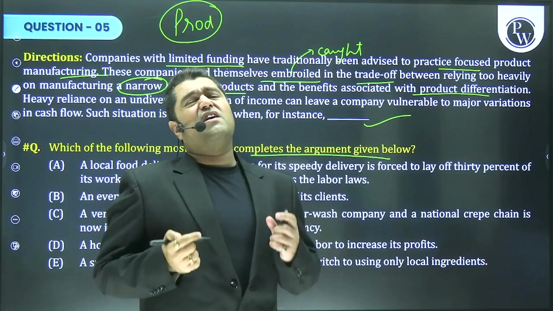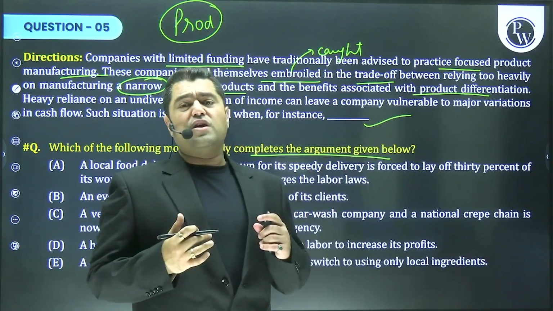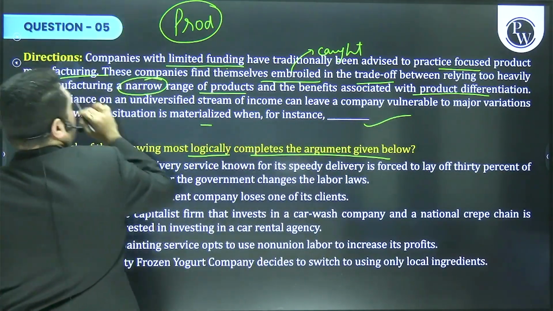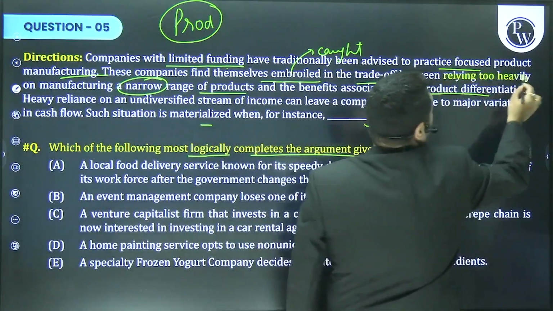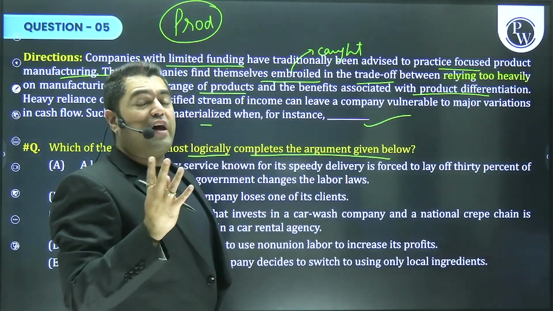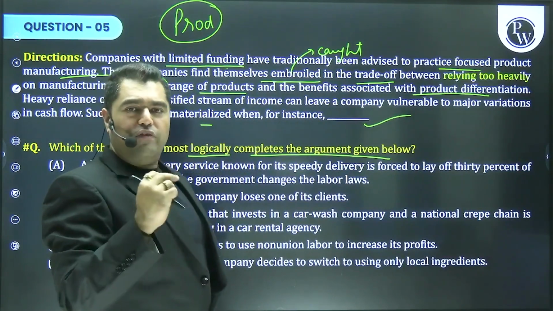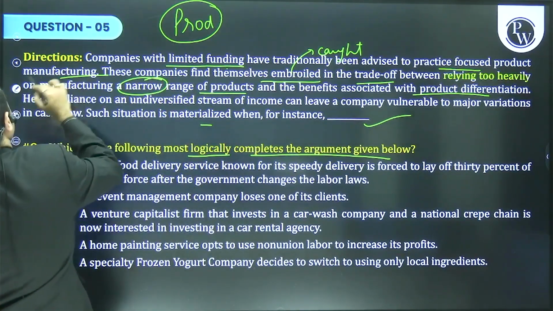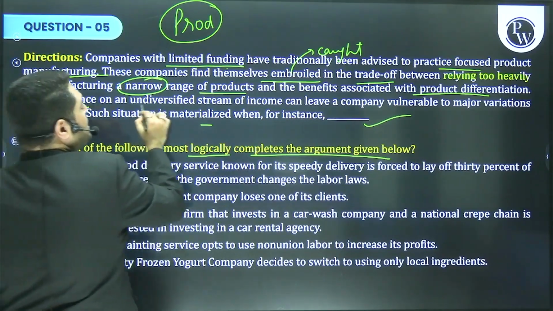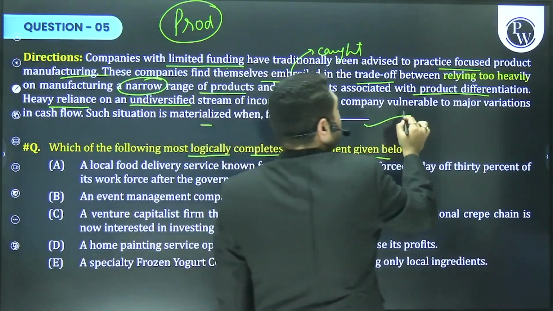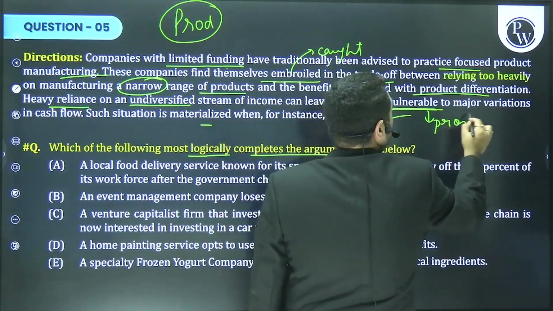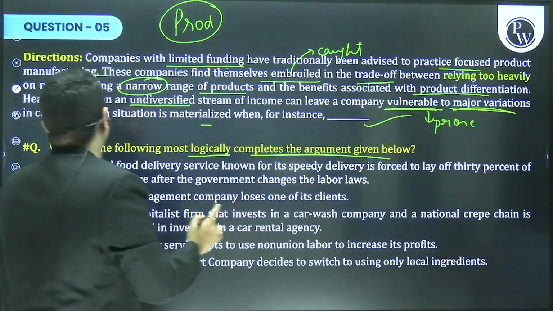And they are like, but why do we want to manufacture multiple products? Otherwise there's heavy reliance. Beta, this is very important here: relying too heavily. If something happens to that one product, you're doomed. And that could be external environmental factors, internal factors, anything like COVID, whatever. Correct? Okay. Heavy reliance on an undiversified stream of income can leave a company vulnerable. Vulnerable meaning prone to major variations in cash flow.